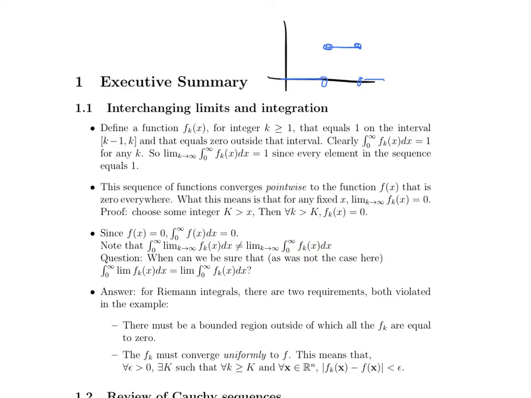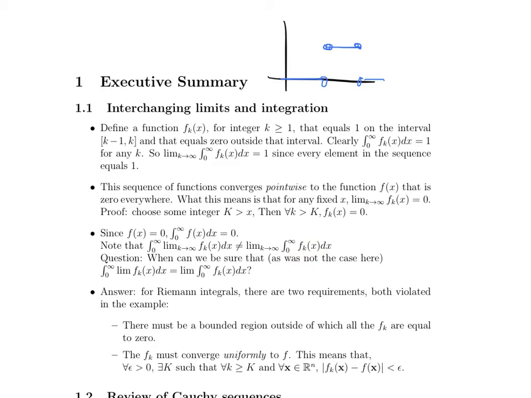What would we need to know about these functions, or what types of functions would we need to be working with in our sequence? And so our answer for this right off the bat is that for Riemann integrals, there are 2 requirements. Both of them actually happen to be violated in this example. One is that there must be a bounded region outside of which all of the f sub k's are equal to 0.